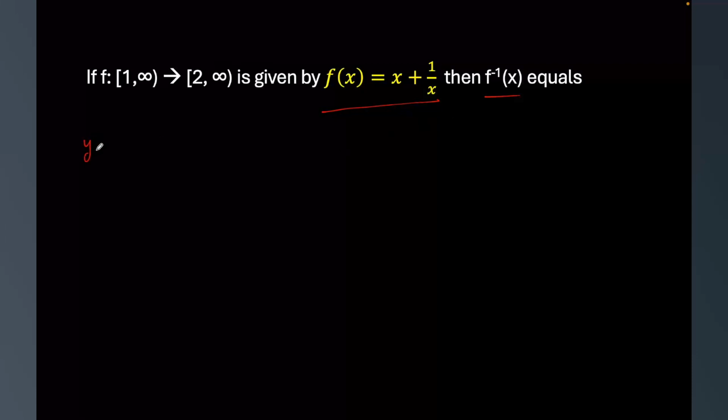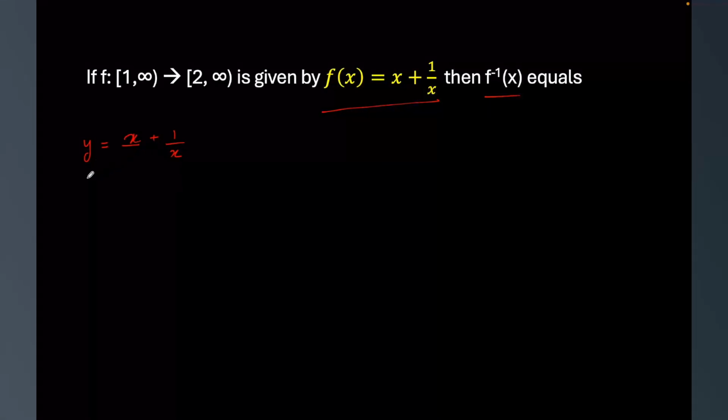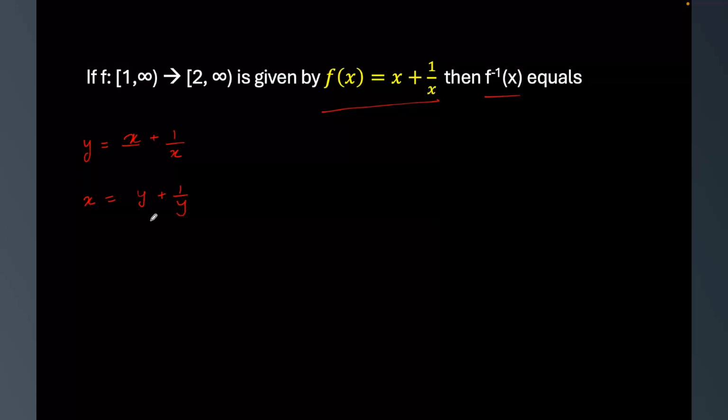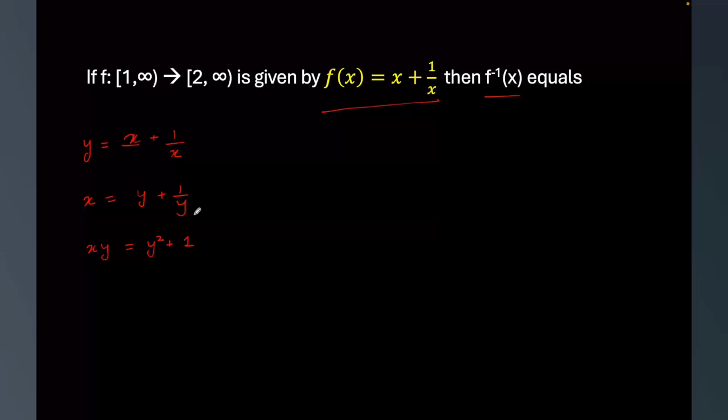Let me just write it as y equals x plus 1 by x. Now what do we do? We replace x and y for each other. So we'll have x is equal to y plus 1 by y. Now we multiply by y on both sides. We'll get xy is equal to y squared plus 1. Again, super simple, nothing too crazy.